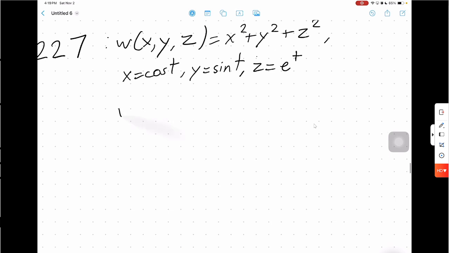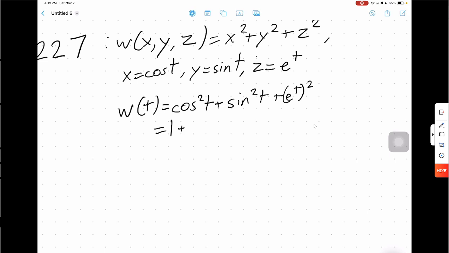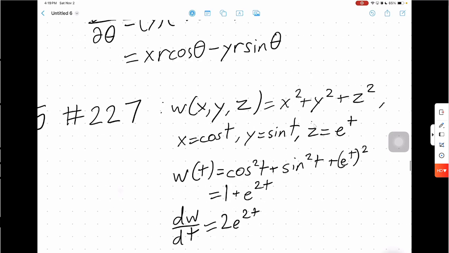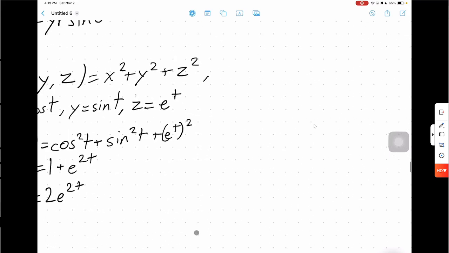rule. So the first method is w of t, which is cosine squared t plus sine squared t plus e to the t squared. Cosine squared t plus sine squared t is equal to 1. And then e to the t squared is e to the 2t. dw dt is therefore 2e to the 2t. Again, from the chain rule for single variable functions.